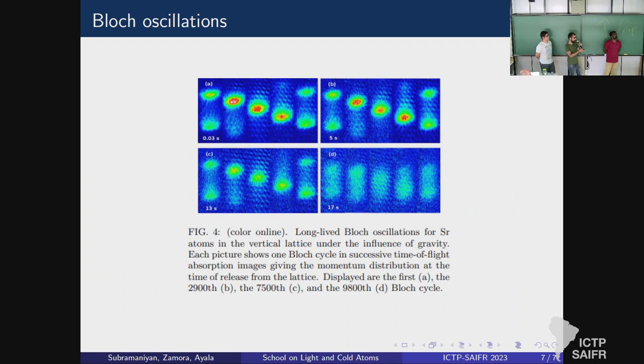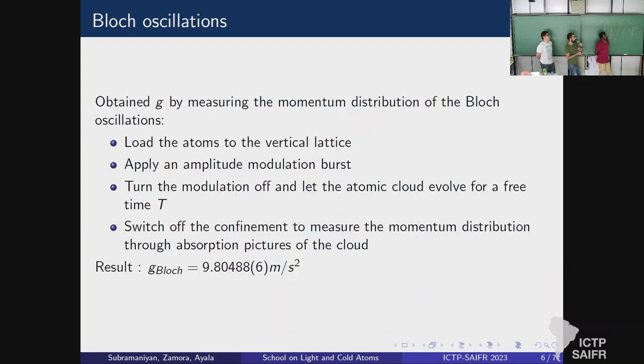These are the pictures of the cloud, the momentum distribution. Here are complete cycles of the Bloch oscillations for different times, initial times and longer times. After 17 seconds, the Bloch oscillations start to disappear, and they obtain this value through this method. They obtain this value for the gravity, right? That's pretty much all they do. Okay. Thank you.